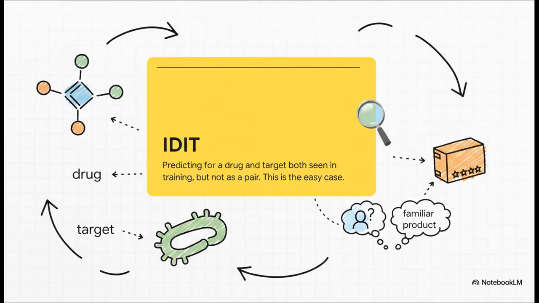First up, we've got IDIT. This stands for in-training set drugs, in-training set targets. This is by far the easiest case.